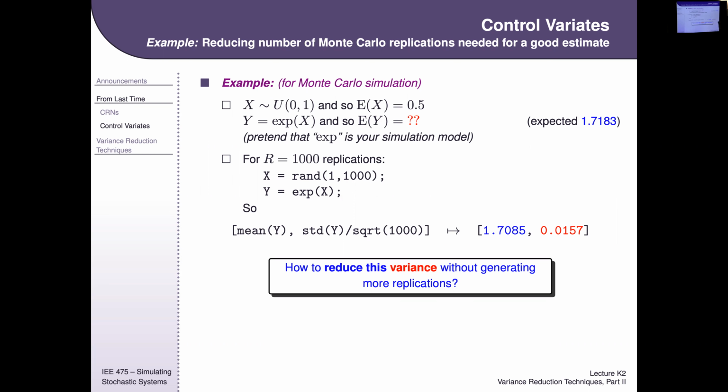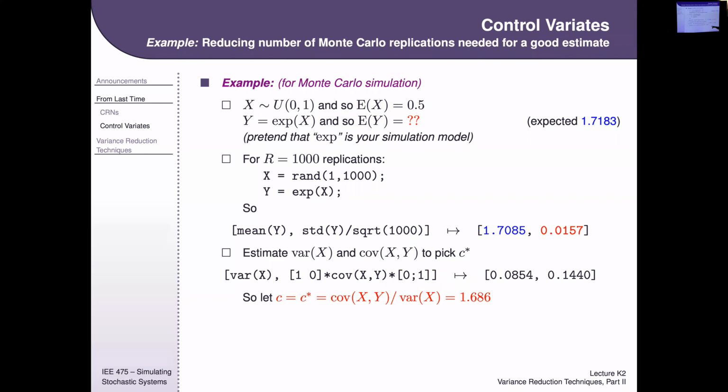It's not that far off, but is there a way we can reduce this variance without running any more replications? So what I'm going to do is estimate the variance of my X and the covariance of my X and Y, how they correlate with each other. This is all done in MATLAB; any stats package will allow you to run these things. I get that the variance in X is 0.084, the covariance between X and Y is 0.1440. So I set a C value equal to the covariance divided by the variance, 1.686.